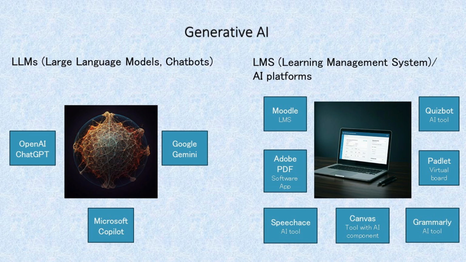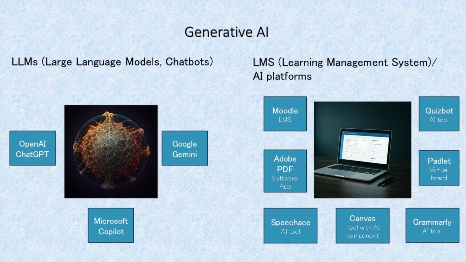What is a learning management system, or LMS, and how can it be integrated with AI? A learning management system, LMS, is a software platform designed to manage, deliver, and track educational courses, training programs, or learning materials. It allows instructors to create and share content, assess learners, and monitor progress, while students can access course materials, participate in discussions, submit assignments, and receive feedback.